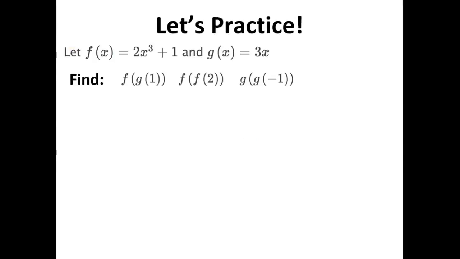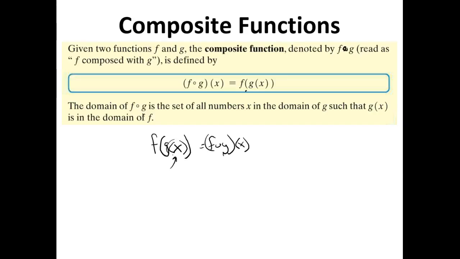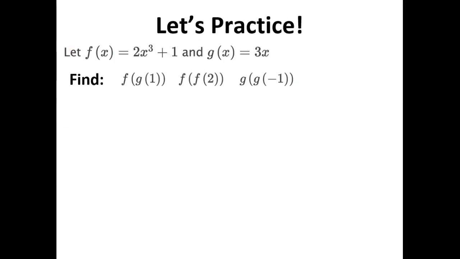So how does that actually look in practice? I should back up a minute here. The easiest way to describe how we figure out the domain is through an example, so I'll explain that in just a little bit. But in practice, here's how this works. Let's take this first one, f of g of 1. This could also be written as f composed with g of 1.